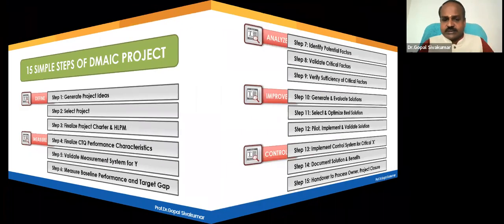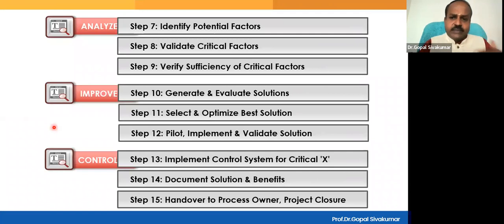I'm not going to read out the steps. Rather, we will be teaching you step by step. Right after the session, we will be going step by step. 15 simple steps. If you master them, you will see the transformation.